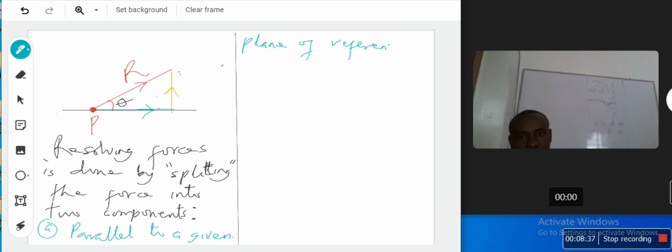It means I'm not sitting properly. My sitting position is not comfortable. I'm not feeling comfortable. All right.